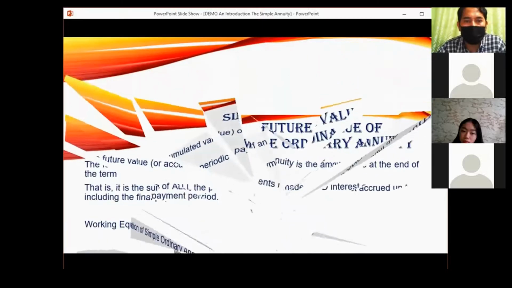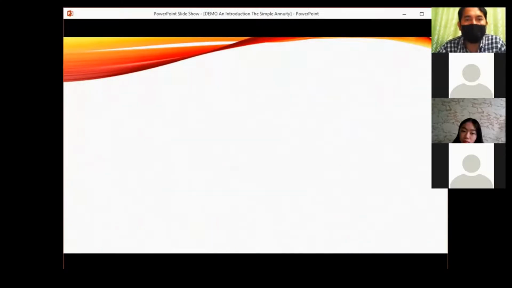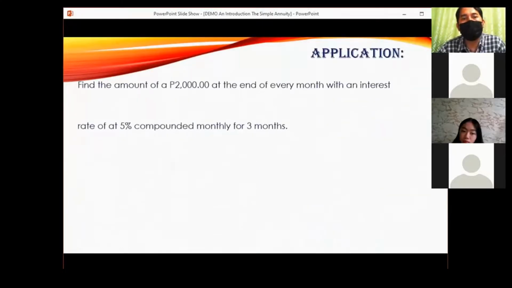Okay? Next. Okay? We have in here the application. Sabi dito, find the amount of 2,000 pesos at the end of every month with an interest rate compounded at 5% compounded monthly for 3 months. Now, ano ang ibig sabihin nito?